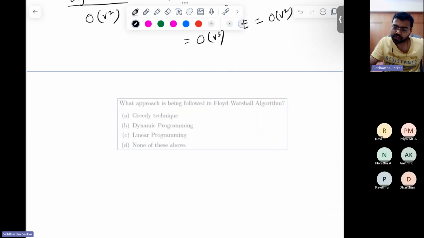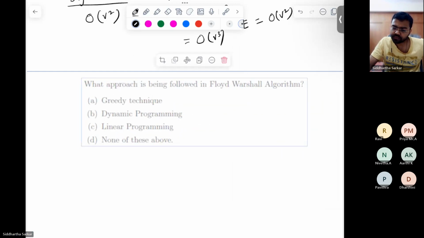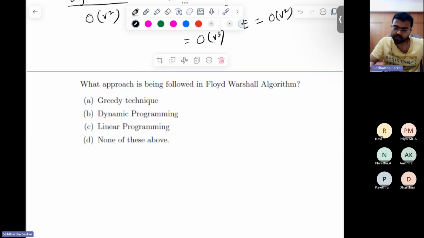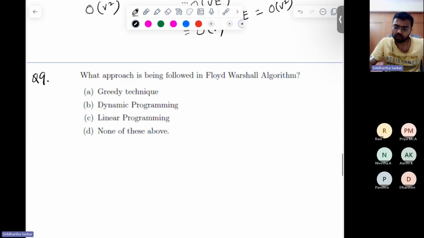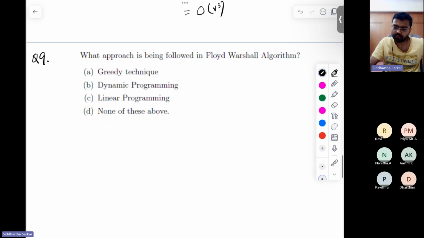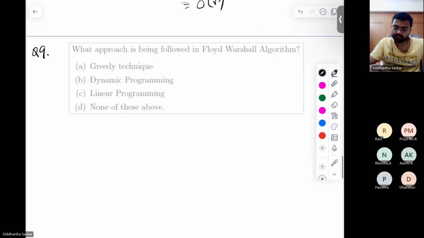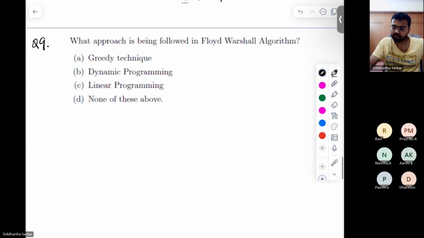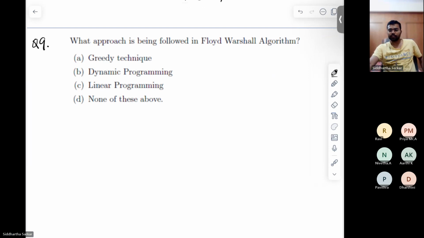So to my second last question. This is about the Floyd-Warshall algorithm. What approach is being followed in the Floyd-Warshall algorithm? That is a simple question. Is it greedy? Is it dynamic programming? You know what greedy is.